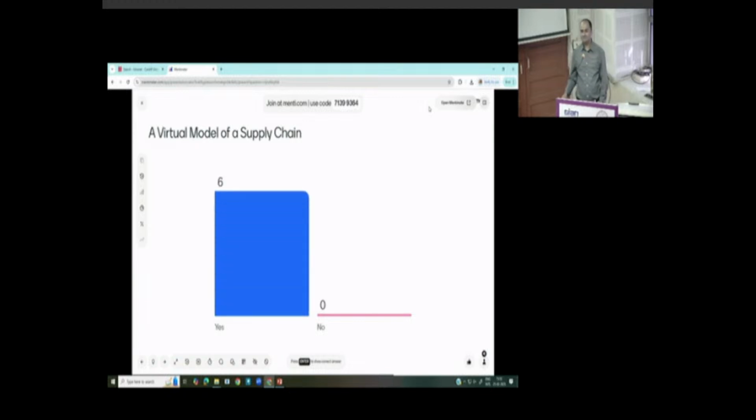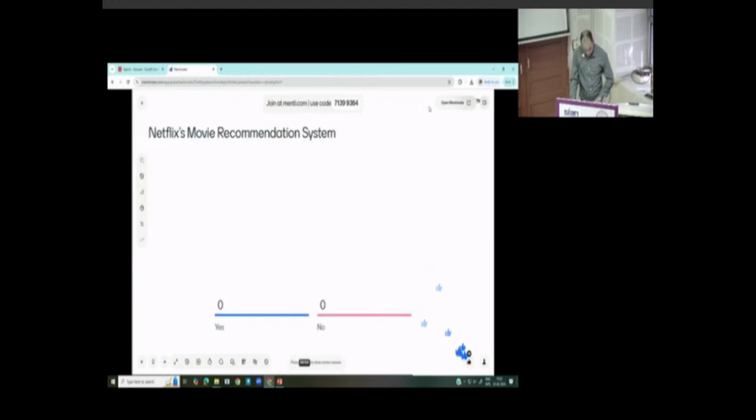Virtual model of a supply chain. Easy one. Yes, this is a digital twin. Why? Because we have created the virtual replica of that supply chain network, and then we are getting continuous data from that real-life system. That's why this is a digital twin.